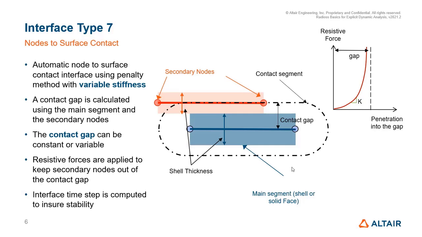So the gap is calculated using the main segment and the secondary nodes. So this is your contact segment, and that gap you can keep as a constant gap or you can keep it as a variable gap, and these resistive forces are applied to keep the secondary nodes out of the contact. So when this slave node tries to penetrate into the contact gap, there will be resistive forces applied on that node to keep that node on the contact gap.